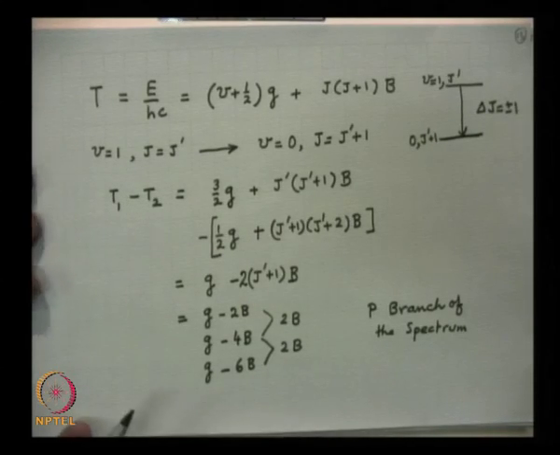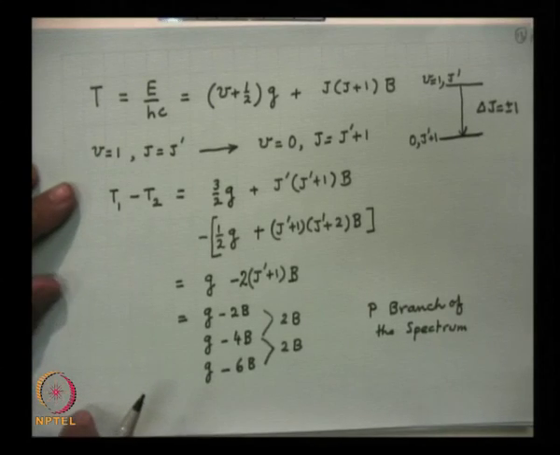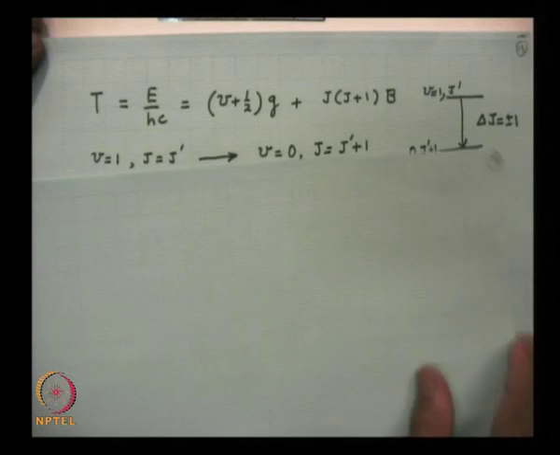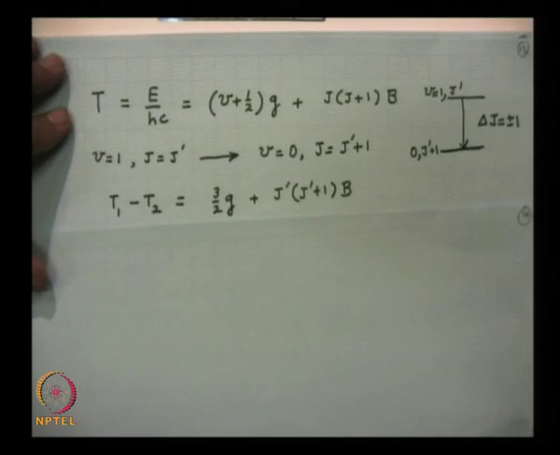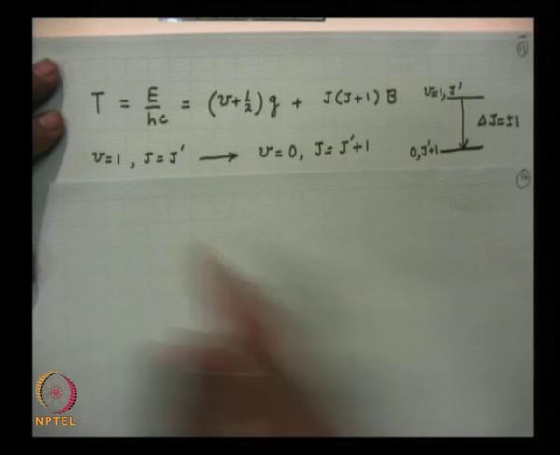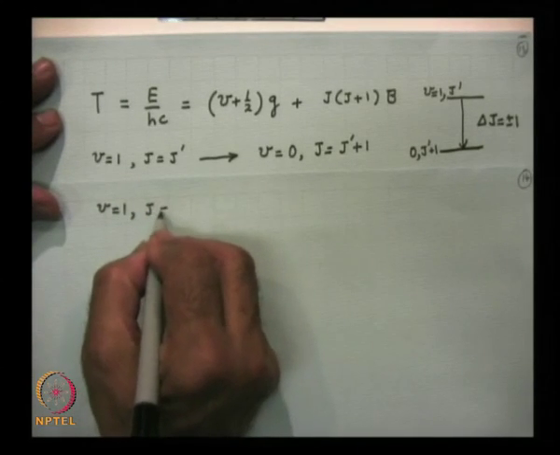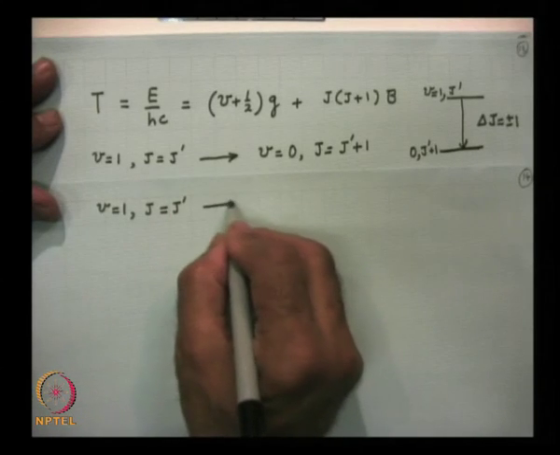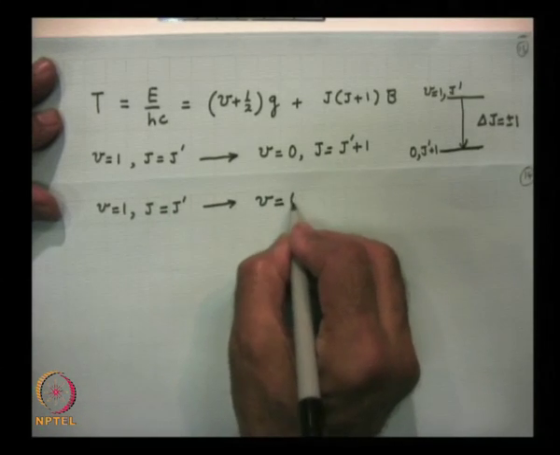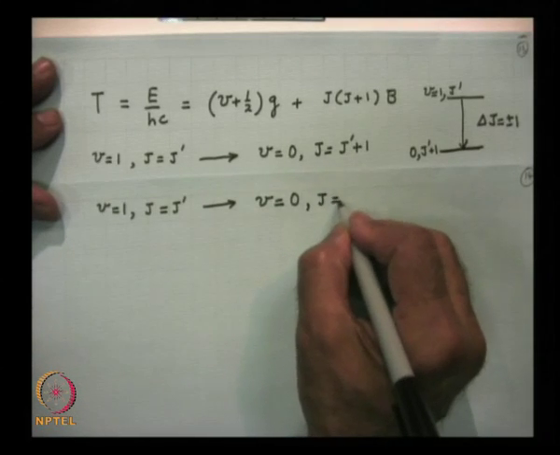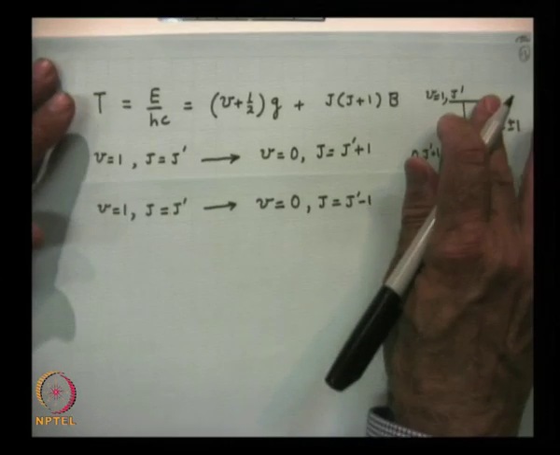Now, I will show you the experimental data in a moment, but before that let me consider another transition. The transition that we will be considering is, instead of delta J equal to plus 1, delta J equal to minus 1. So, let us consider a transition V equal to 1, J equal to J prime going over to V equal to 0, actually delta V is equal to plus 1. So, J is equal to J prime minus 1.